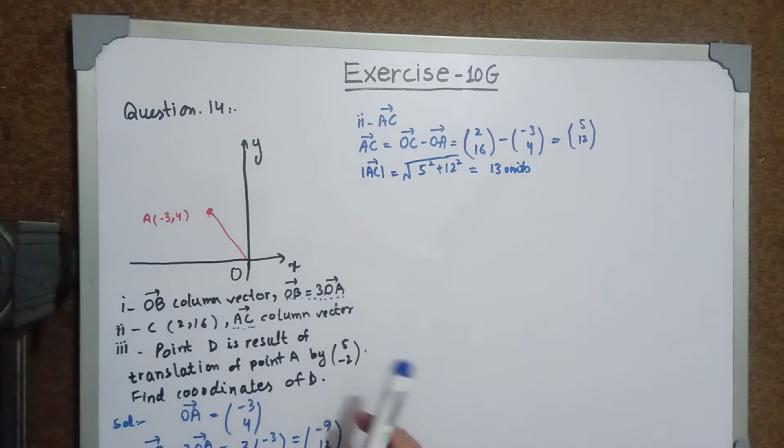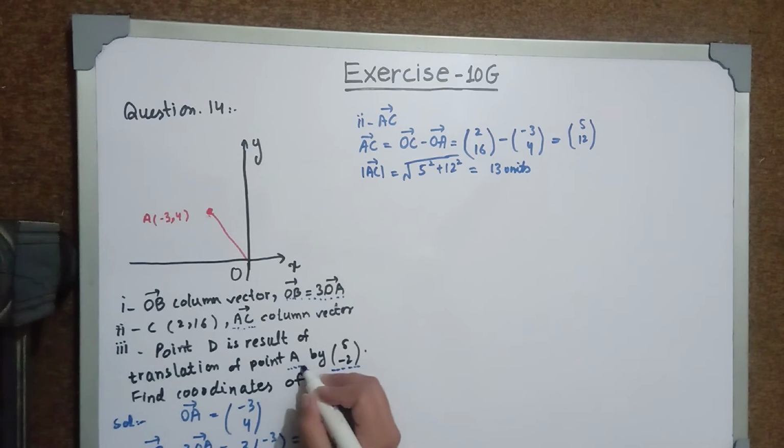All right, so now moving to part 3, in which they have asked you to find the point D which is the result of translation of point A by this amount. Okay, I'm going to read it again. There is a point D which is the result of translation of point A by (5, -2).